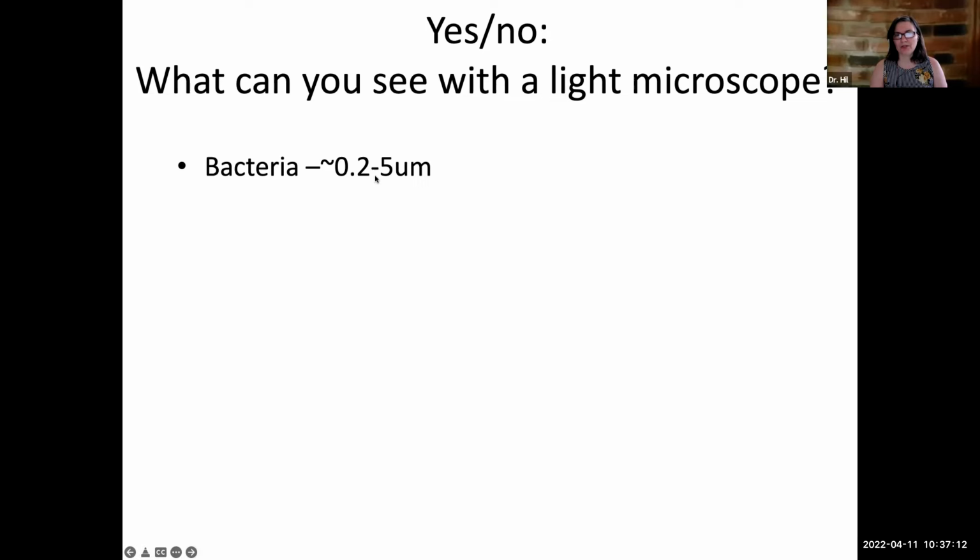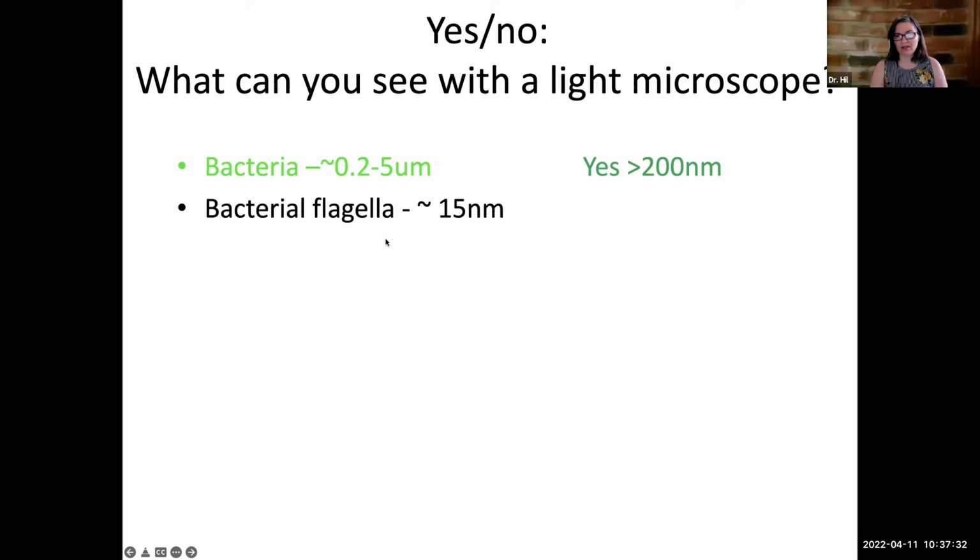So bacteria are 0.2 to 5 micrometers, which would be 200 to 500 nanometers. And so they are definitely visible, right? Typically, I mean, maybe the width of the smallest bacteria is a little skinny, but their length is going to be fine. Bacterial flagella. So some bacteria have flagella that are about 15 nanometers wide. Are they going to be visible? Are the bacterial flagella going to be visible with a light microscope? Correct. That's more than 10 times too small.